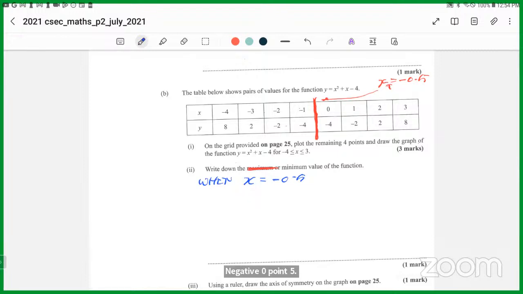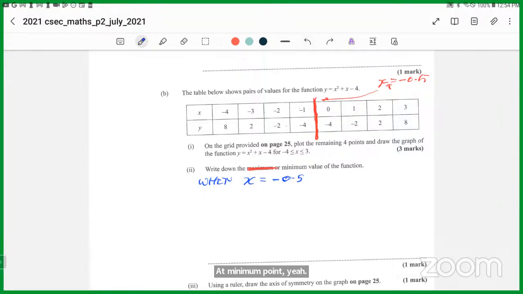So this question is kind of unfair. I tell you to write it down, but you really have to work it out. You can't just look and see it in the table. It's not in the table. That's why a lot of people just put -4, which is wrong. We know that the minimum value can't happen at 2 different points.